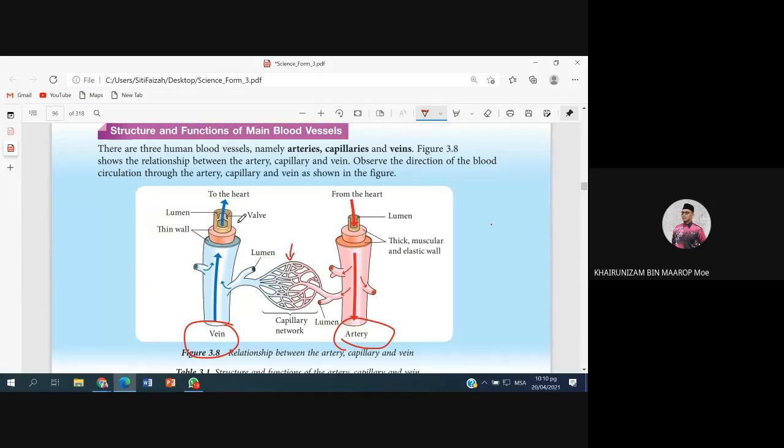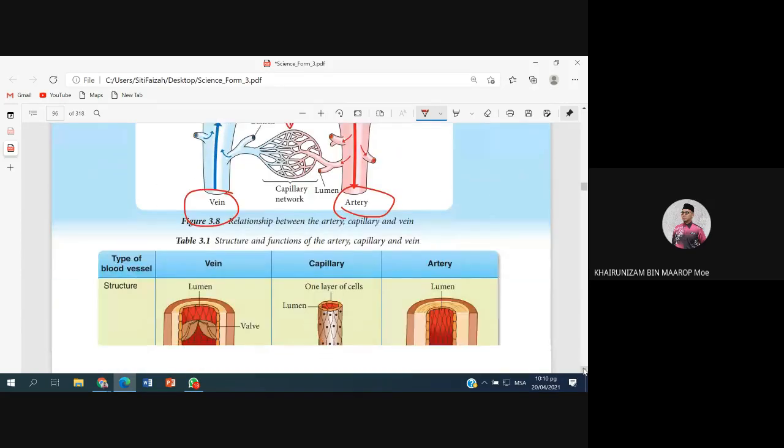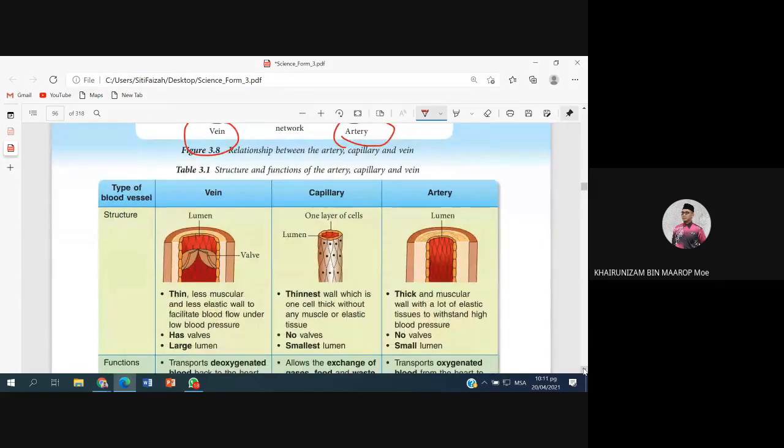Before this, do you remember the function of the valve? The function of the valve is to make sure the blood flows in only one direction. So when the blood enters the vein, it will flow to the heart and cannot return back to the capillary. So this is the structure and the function of the vein.